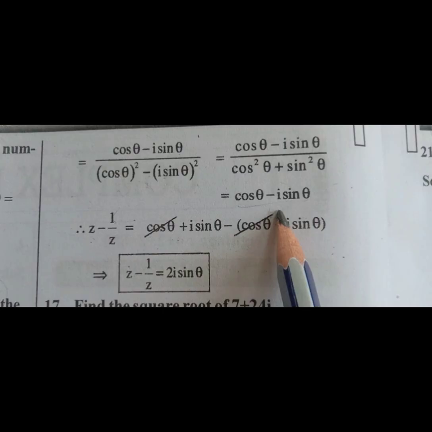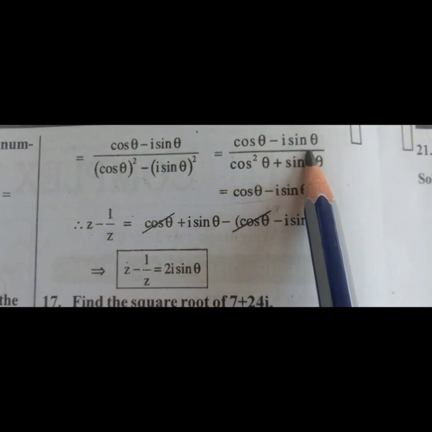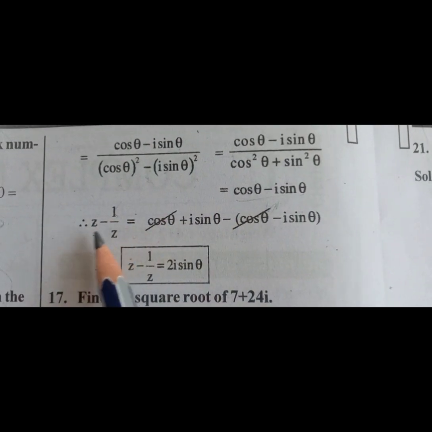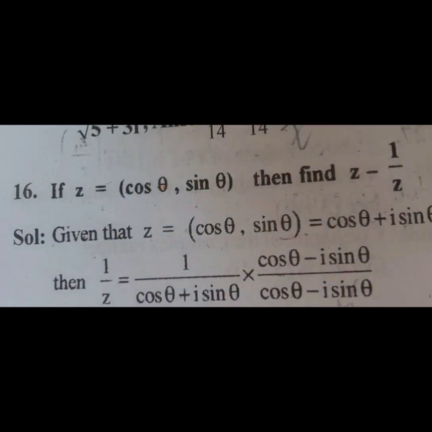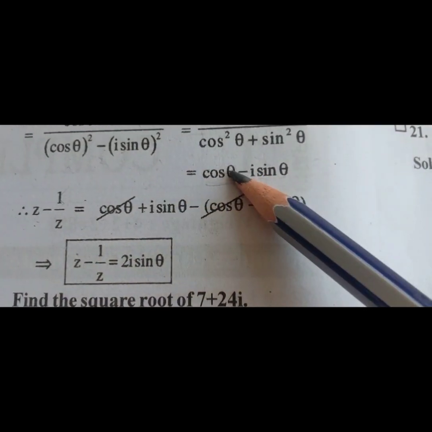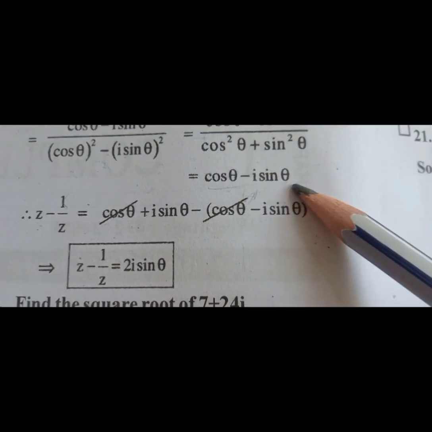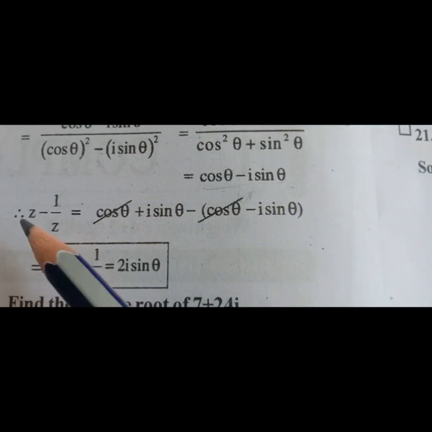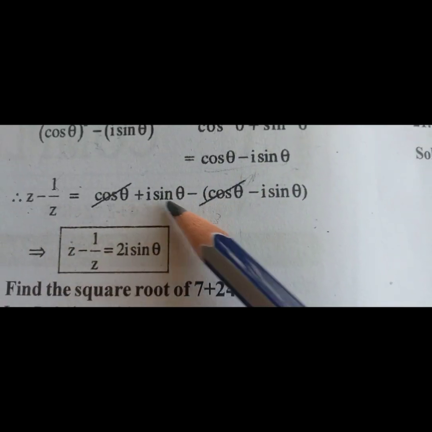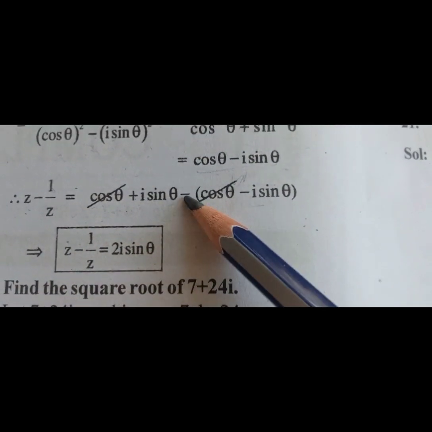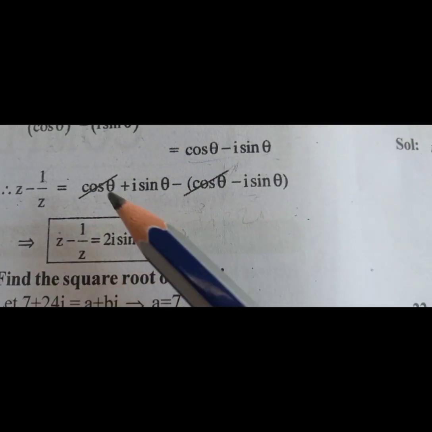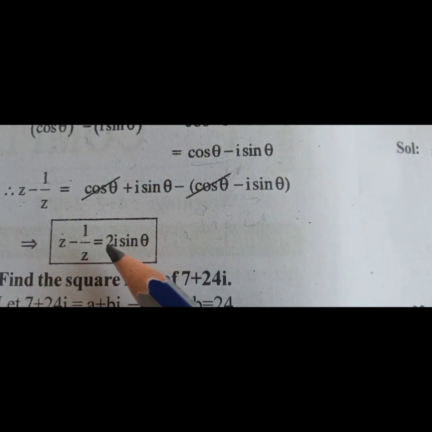By writing denominator as 1, cos theta minus i sin theta. And this is the 1 by z value. Then z minus 1 by z, z is cos theta plus i sin theta. We solved the 1 by z value, then we got cos theta minus i sin theta. Then simply writing z minus 1 by z values, plus cos theta minus cos theta will be cancelled. Then i sin theta minus of minus is plus i sin theta. i sin theta plus i sin theta is 2i sin theta.